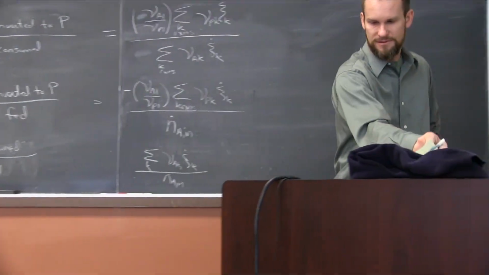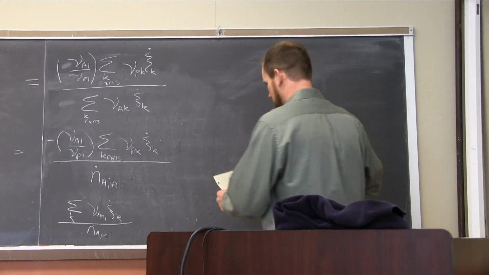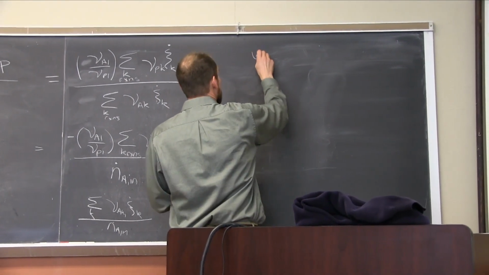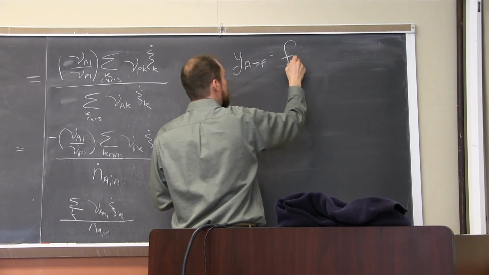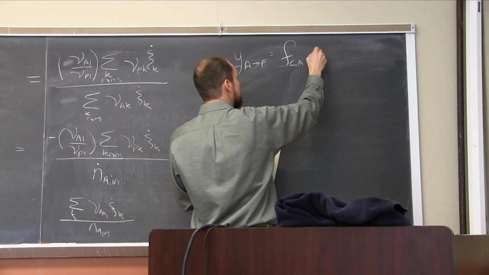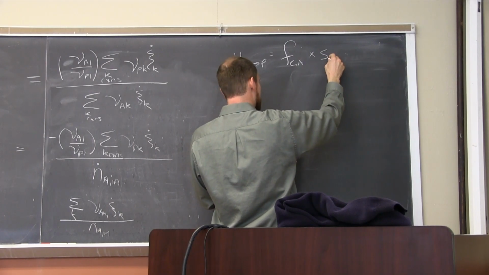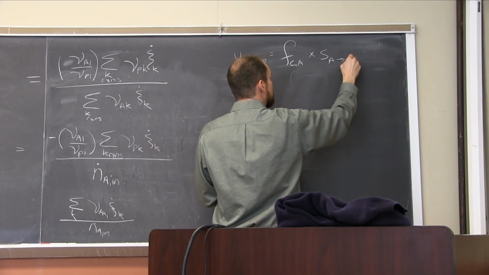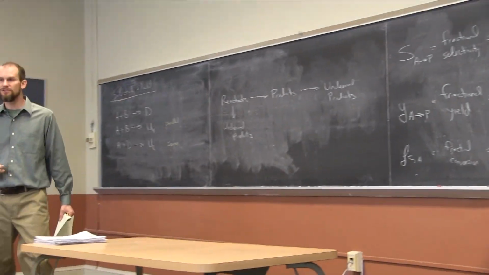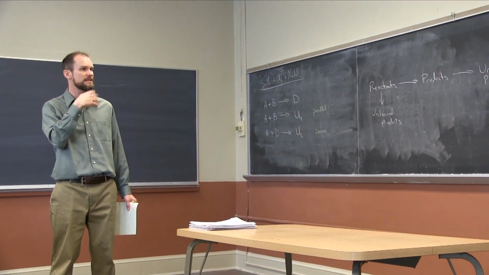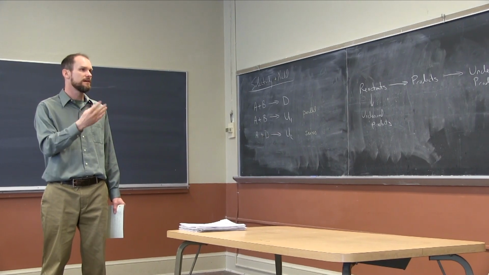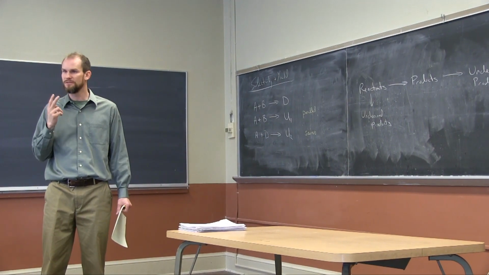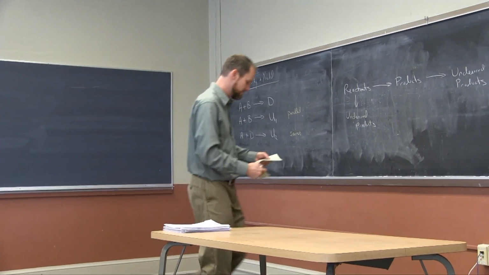So there's a nice relationship between these, and that's that the yield of A to P is just the fractional conversion of A times the selectivity that A goes to P. So fractional conversion is going to capture everything that reacts. Selectivity is going to tell you, of the stuff that reacts, how much goes to the product. The product of those two gives you the yield.